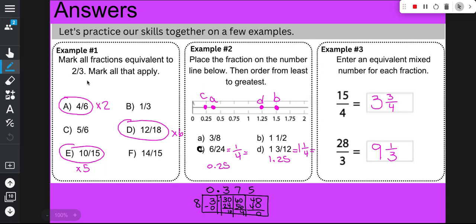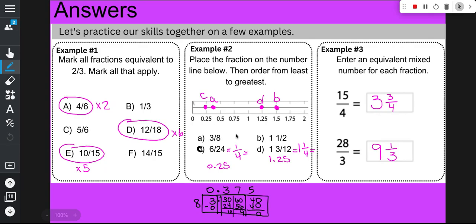All right, mark all fractions that are equivalent to 2/3. A, because we can multiply the top and bottom by 2. D, because we can multiply the top and bottom by 6. And E, because we can multiply the top and bottom by 5. The other 3 fractions would not be equivalent because we cannot multiply or divide the top and the bottom by a same number.